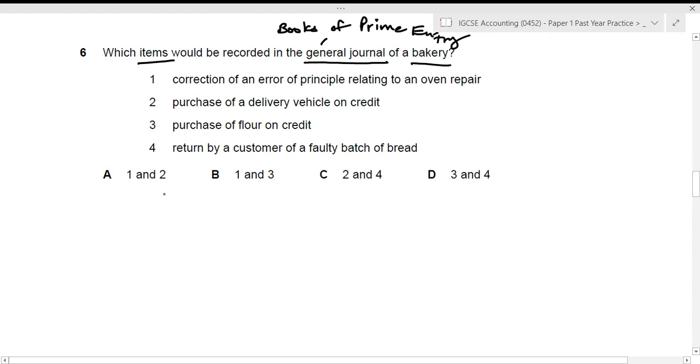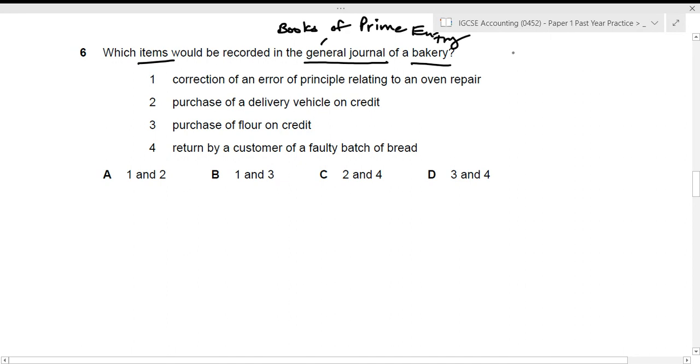The trick is normally a common answer would be correct, but here there's 1 and 2, and then 1 and 3, so there are two ones, but then there's no 1 in C and D. That means there's nothing common, and 4 is also in C and D only and not in all four. So we have to read carefully all these points and determine which of these would go in the general journal.